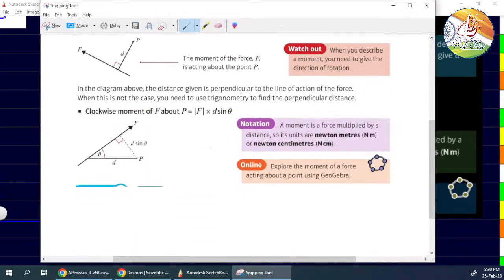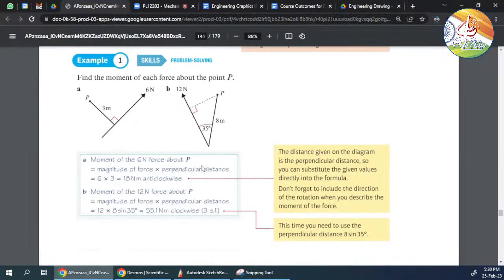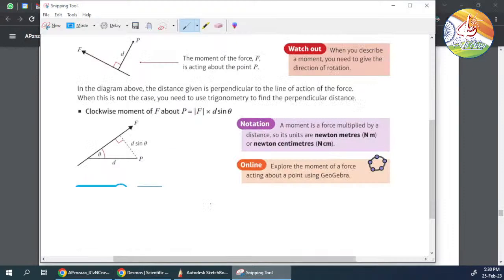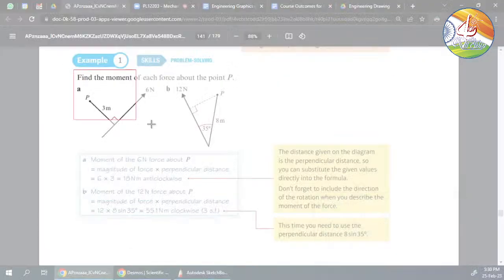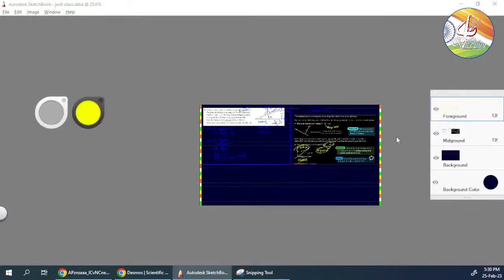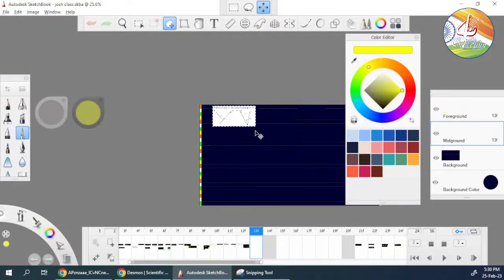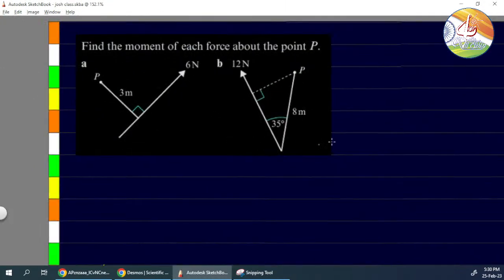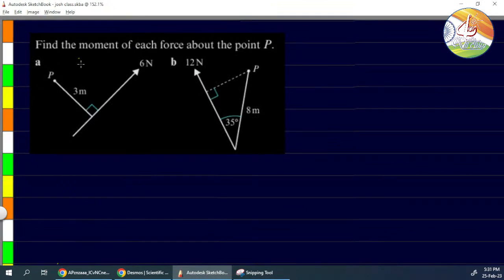So this is done. Now we are starting with an example. Shall we solve it? Ready? So let's take this. Find the moment of each force about the point P. P is the point here, and we know the perpendicular distance. This is the perpendicular distance. This is a force. So the moment about point P is force into perpendicular distance. That is 3, so in this case the moment is 18. Correct?